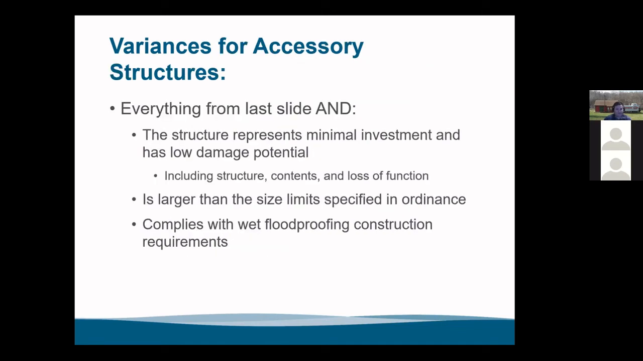Variances for accessory structures. This is going to be everything from that last slide, and they have to prove that the structure represents a minimal investment and has low damage potential. So this would be for a structure that's larger than that 800 square feet or larger than that square footage defined in your ordinance that we agree upon. So it has to be low damage potential, larger than the size limits specified in the ordinance, and it has to still comply with the wet flood proofing construction requirements that would be in your ordinance as well, that we talked about a few slides ago.